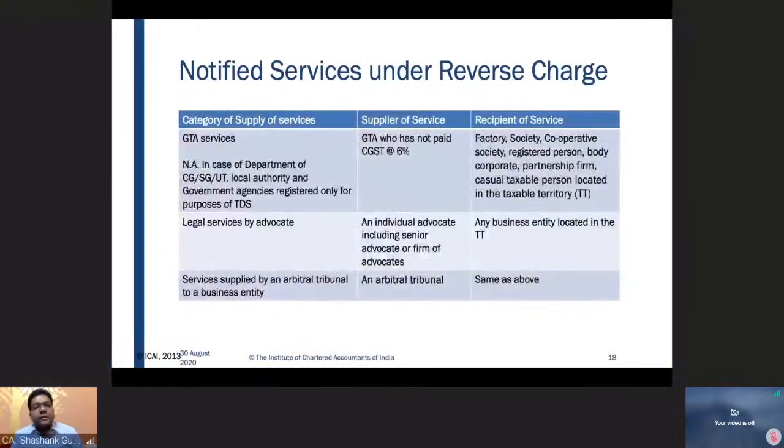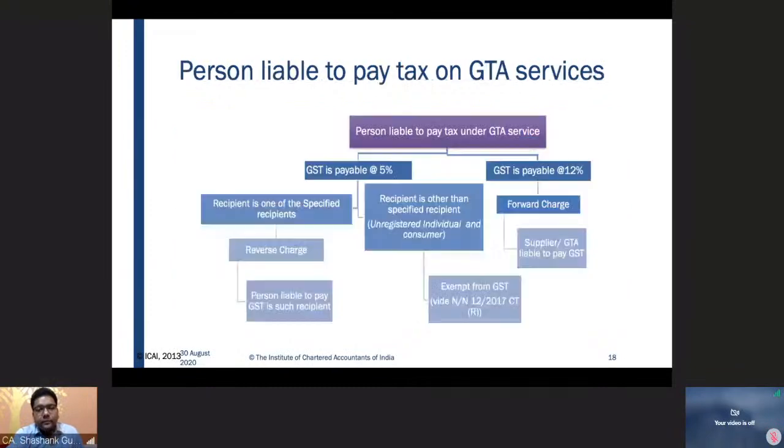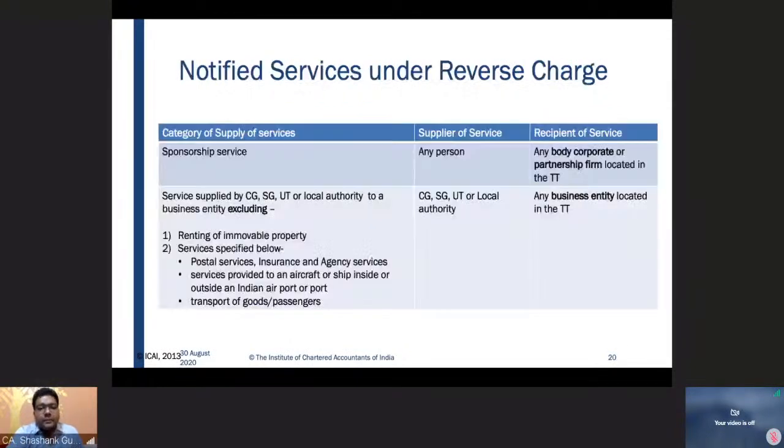So the services covered under reverse charge are GTA services, Goods Transportation Agency service. In this case, it has to be a specified recipient and the supplier has to be a GTA who has not paid tax at the rate of 12%. Then legal services by an advocate, the recipient has to be a business entity. Then services supplied by an arbitral tribunal, the recipient is the same as above, that is the business entity. Sponsorship service, I gave you the IPL example: the supplier of sponsorship service is BCCI, the recipient is the company, and that company has to pay the applicable GST under reverse charge.